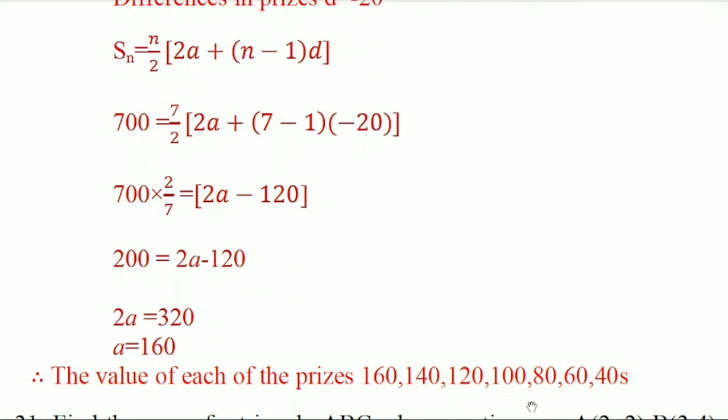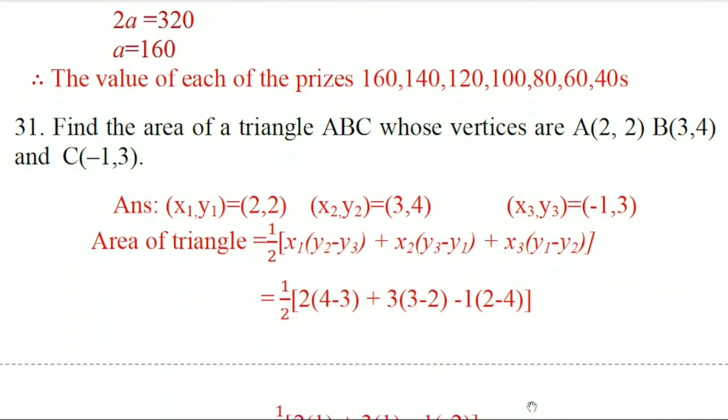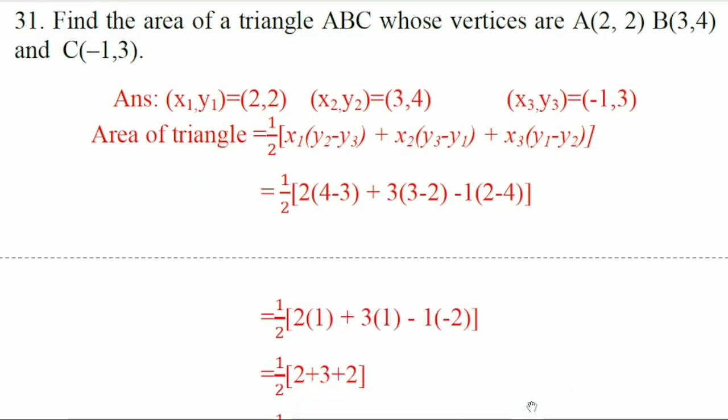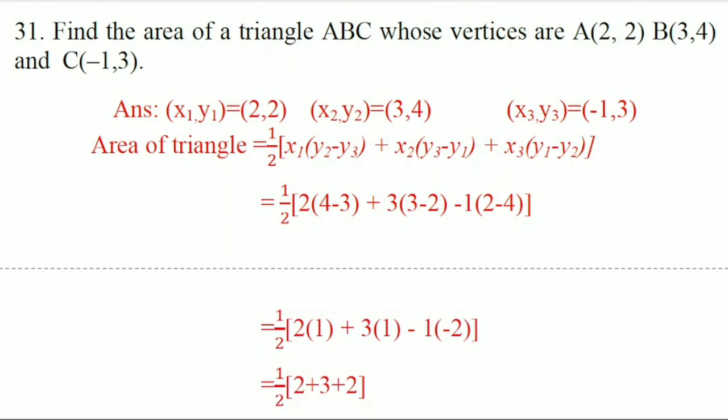Question number 31. Find the area of a triangle ABC whose vertices are A of 2, 2 and B of 3, 4 and C of minus 1, 3. Here they have given 3 vertices, and by taking that we should find the area of the triangle. We already have the formula: area of triangle equals half into x1 into y2 minus y3 plus x2 into y3 minus y1 plus x3 into y1 minus y2. We substitute all the values of x1, y1, x2, y2 and x3, y3 in the given formula, then we'll get the area of the triangle.